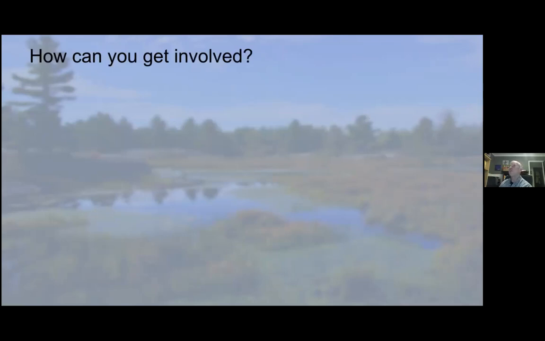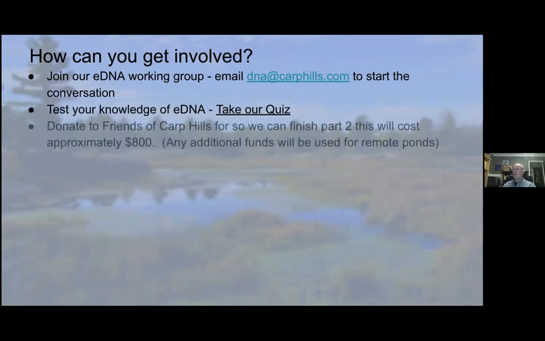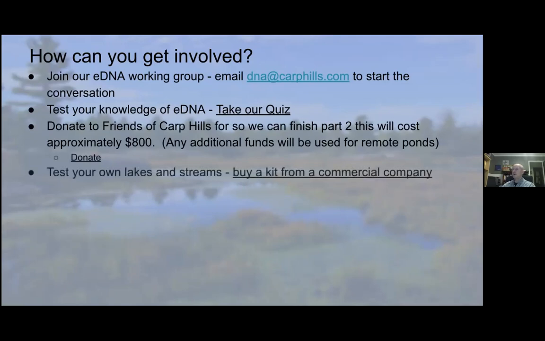So how can you get involved? We have some easy ways. You can join our eDNA working group: just email us and say, I'd like to get involved, and we'll go from there. You can test your knowledge of eDNA by taking our quiz; the link will be on our Carp Hills webpage. If you're interested in donating so we can finish part 2, it's going to cost around $800, and we can maybe use any additional funds for remote ponds. There's a donation link on that page as well, which I'll show you.